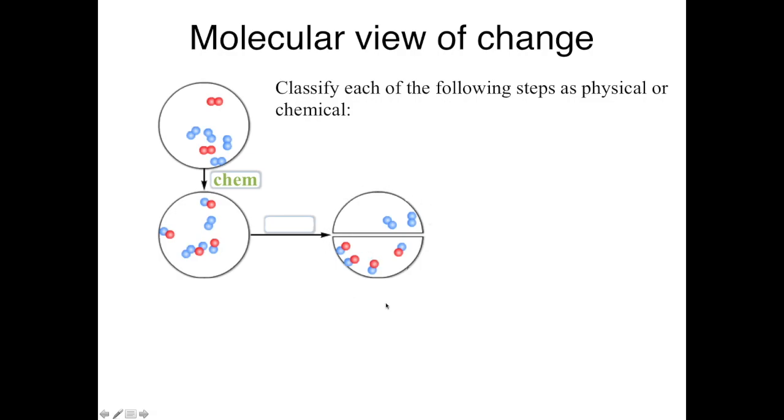How would you describe the change? In one chamber, I only see the blue compound, and in the other chamber, I see the blue-red compound. Okay, so this is a physical change because you have not created anything new. You basically separated the two molecules into two different chambers.